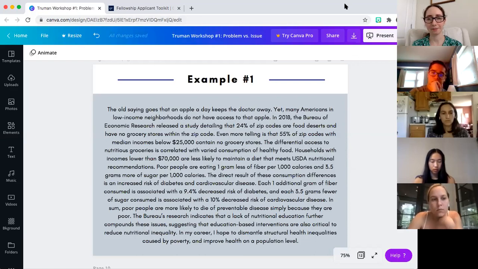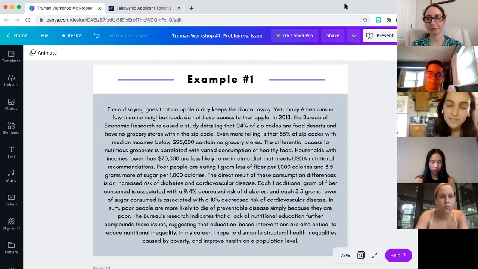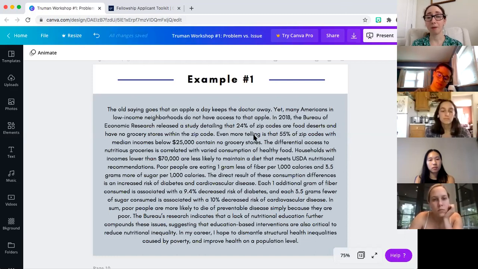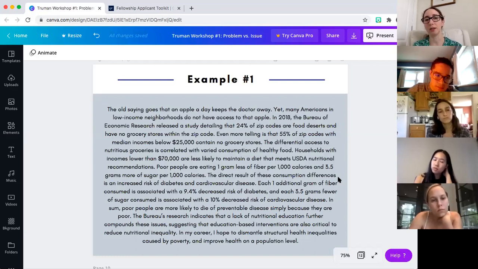Any thoughts? I think the statistics really help the application in that you're showing that you understand the issue and also that it is an issue. Yeah, I think it's great. Because with all these statistics, it shows this person has a deep understanding of what the issue area is with regards to nutrition and health inequalities.